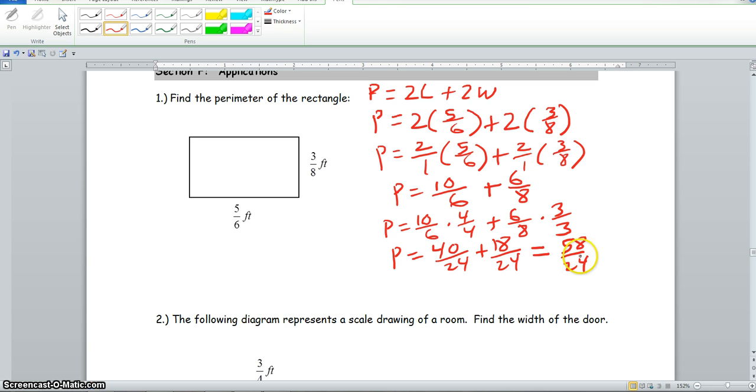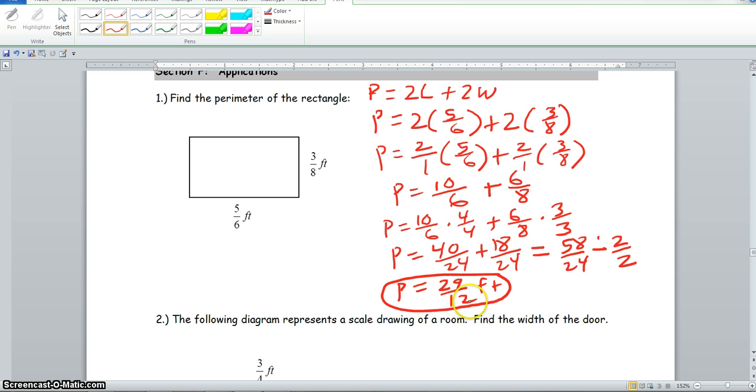Now when we add these together, we get 58/24. Now 58 and 24, they both have 2 in common. So we could divide the numerator and denominator by 2. And your perimeter is 29/12 feet. Now, because they didn't ask us to write this as a mixed number, we could leave our perimeter as this being the final answer.